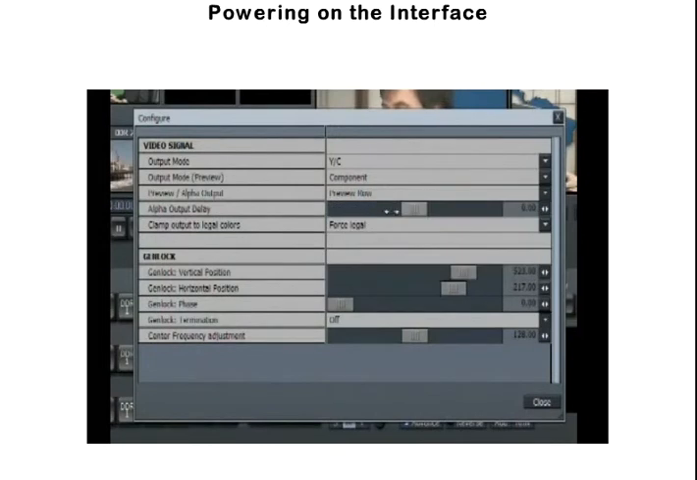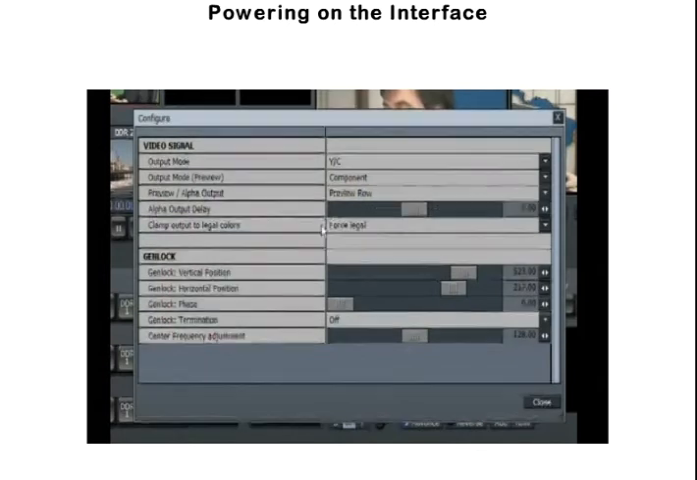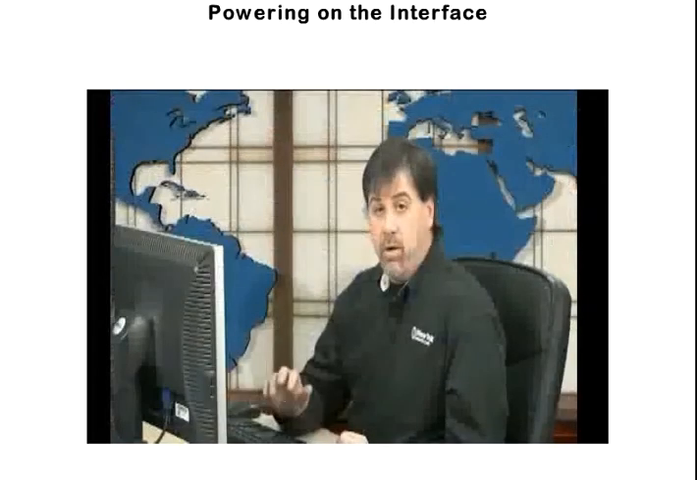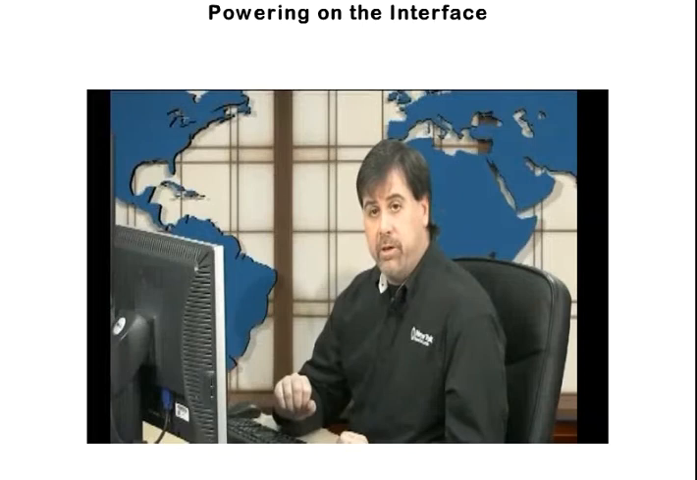And our alpha channel out can be set up with a delay, and we can adjust that delay using our control right here. We also have some gen lock controls down here for setting up our gen lock if we are gen locking the TriCaster with cameras or into house sync of a studio. Basic overview of the TriCaster interface.